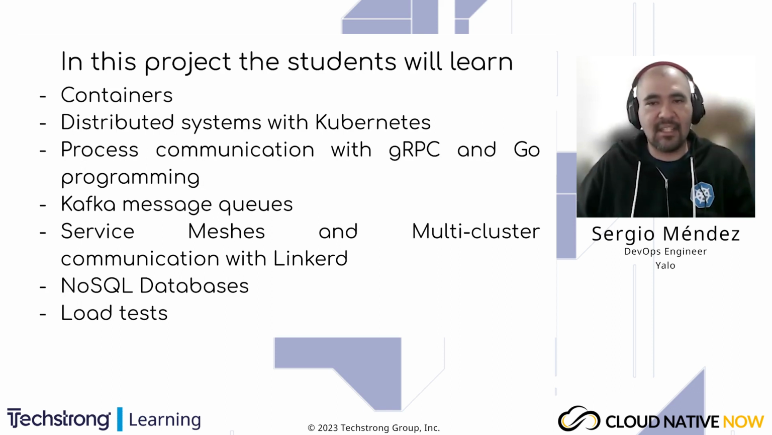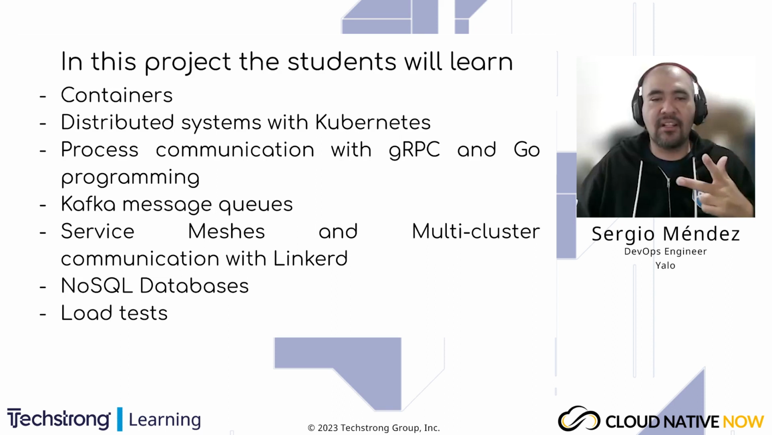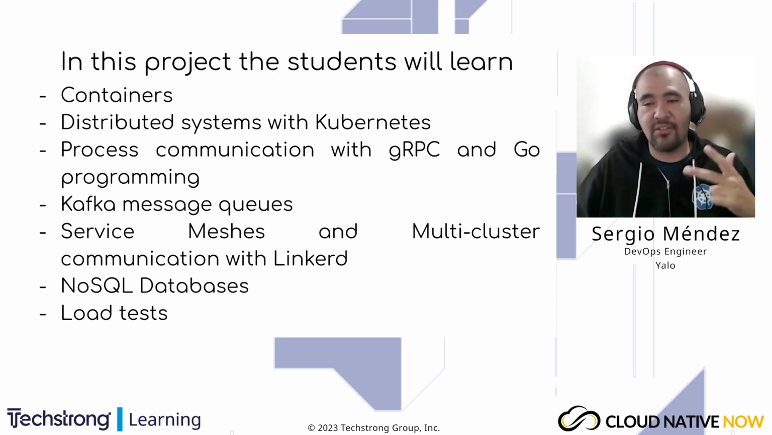So, the summary: what are the students going to learn in this project? Let's list it. They are going to learn containers, Docker, and distributed systems with Kubernetes. They are going to learn how processes communicate in the network using gRPC and the Go programming language, Kafka message queues, service meshes, and multi-cluster communication using a service mesh, in this case Linkerd, because it's pretty easy to use, NoSQL databases, and load testing using Locust.